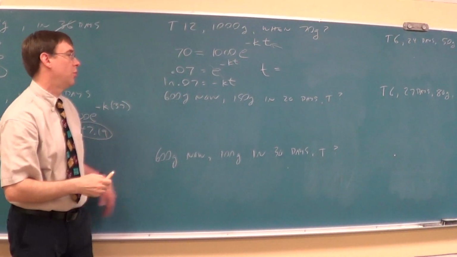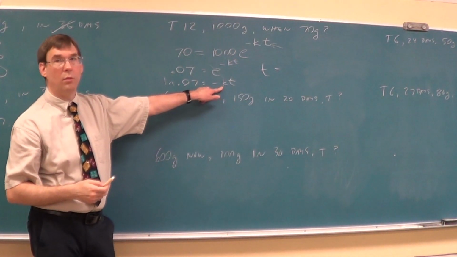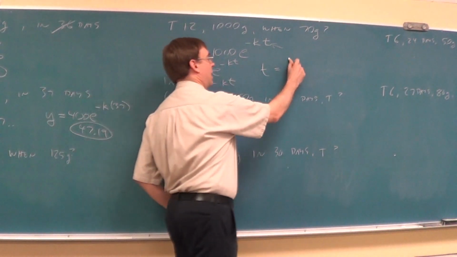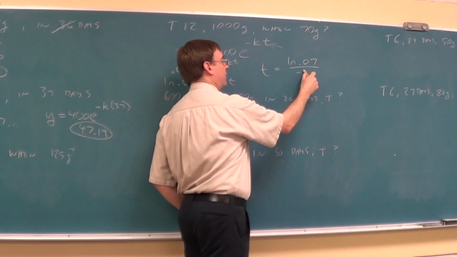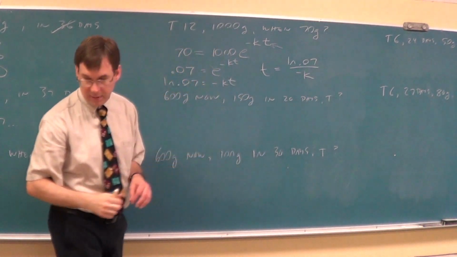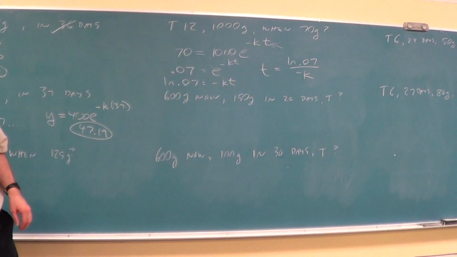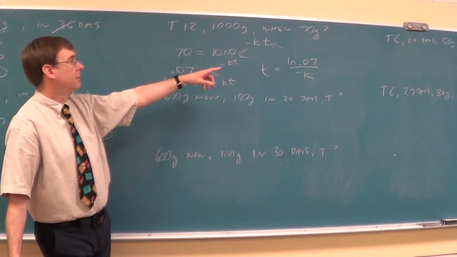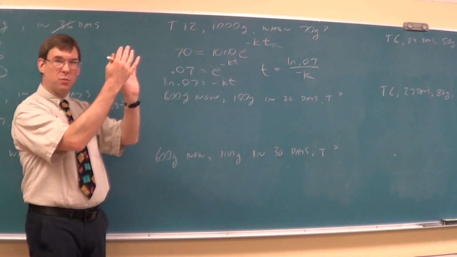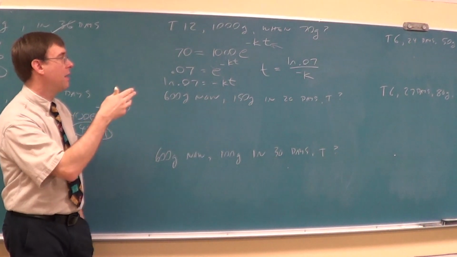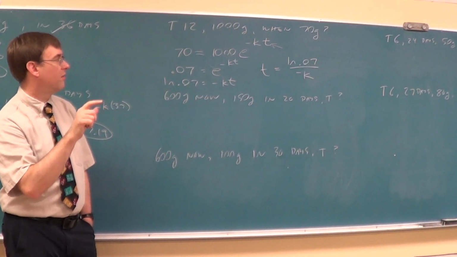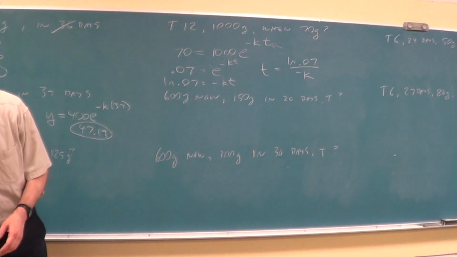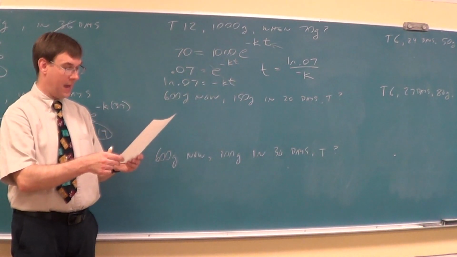To get the t completely alone, we have to get the k out. How's k going to get out of there? Divided. So we have ln 0.07 divided by negative k, and let's push the buttons. ln of 0.07, close the parentheses probably after the 7, divide by, do the negative button, and recall your k again. The same way you recalled a k 5 minutes ago, we're recalling another k.